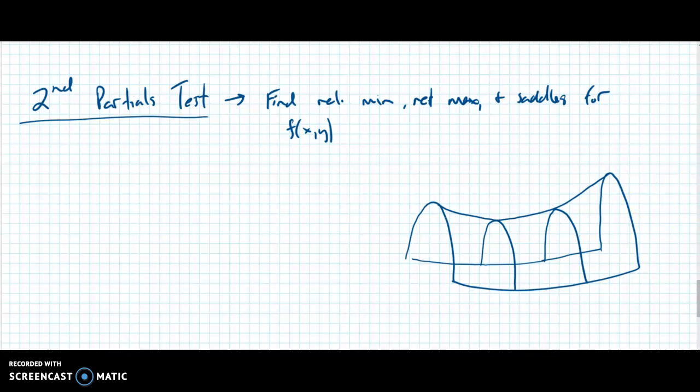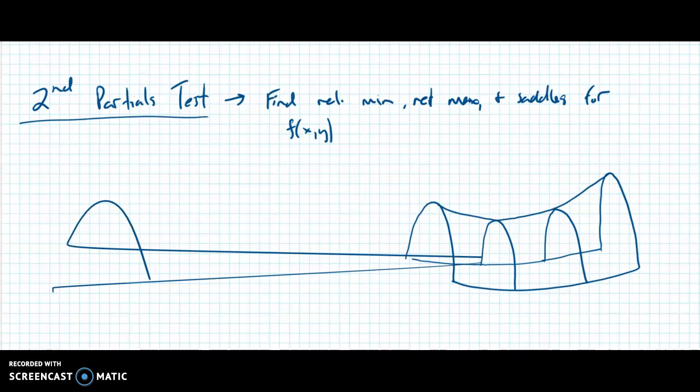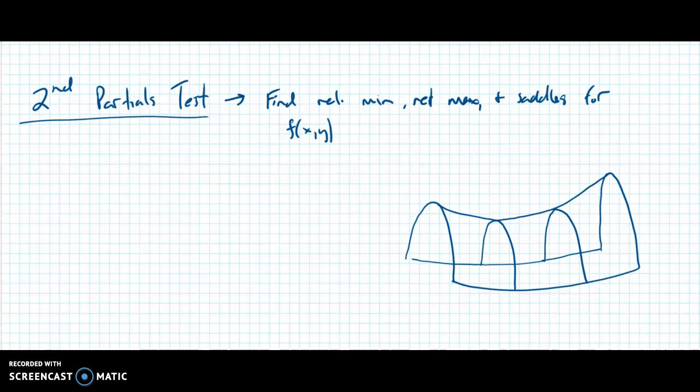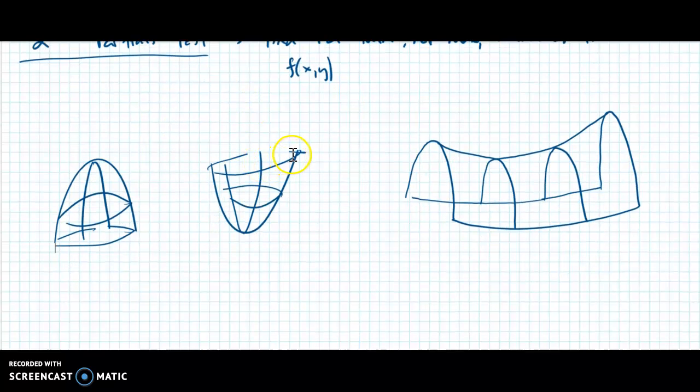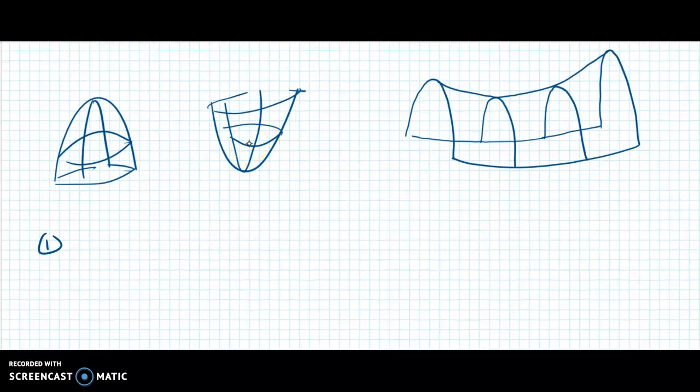But what the second partials test does is it finds relative maximums, relative minimums, and saddle points. So, what do we do? First step, find CP. So the CP is a critical point.